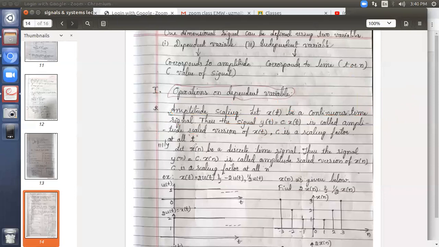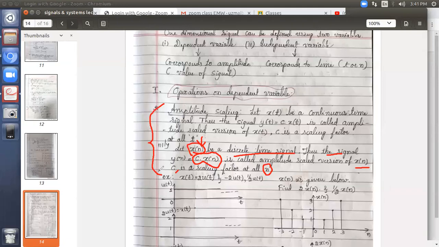Similarly, we can define the amplitude scaled version of x of n also. So consider a signal x of n. N represents the discrete time nature. So x of n is the discrete time signal. Then the signal y of n is equal to c multiplied by x of n, where c is a constant, is called the amplitude scaled version of x of n. Again, c is a scaling factor. For whatever time your signal exists, for all those time values, you have to do this, c into x of n. So this is the definition of amplitude scaling.